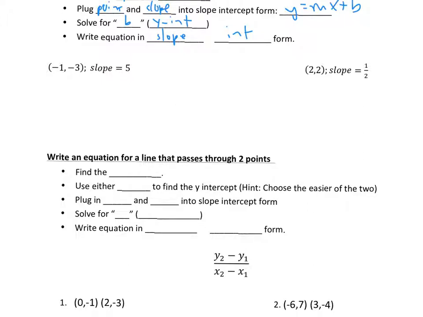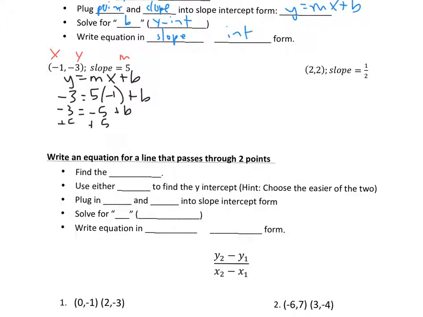So here, -1, -3, and a slope of 5. So we want to write an equation that passes through that particular point with the slope of 5. So I'll label x, y, and m, and I'm going to plug everything into slope-intercept form. So into y equals mx plus b, and maybe this is starting to come back to you, but I'll plug in -3 equals 5 times -1 plus b. -3 equals -5 plus b, and again I'm trying to solve for b.